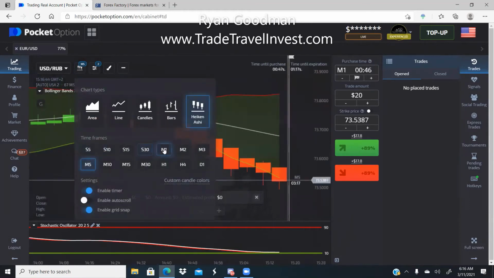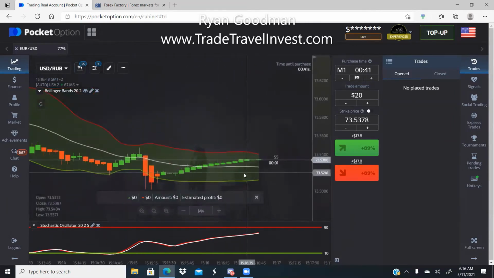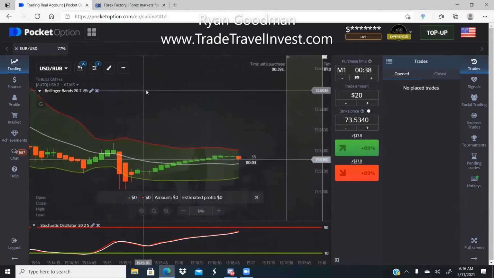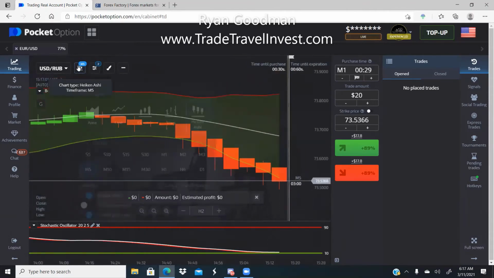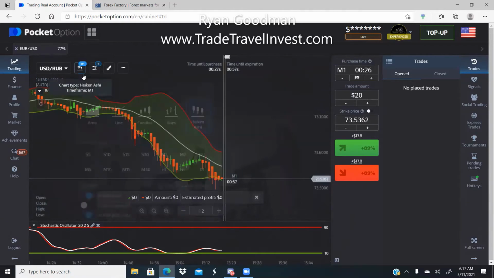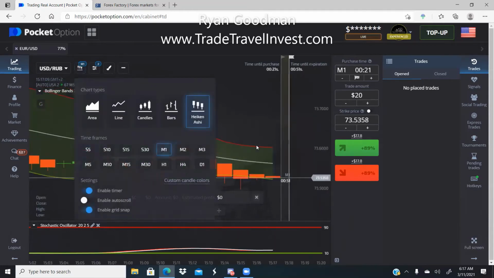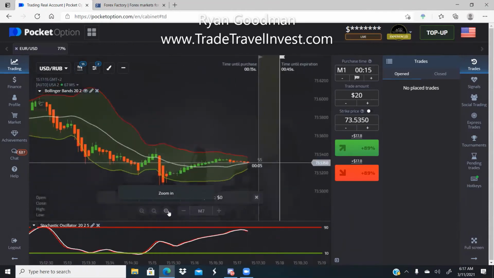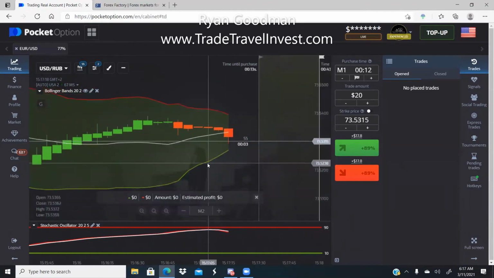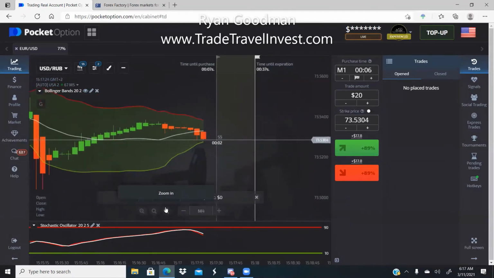Well, let's be patient and see here. 1 minute still looks like it has room to drop. I'm not going to take a put because we're above the middle band. So it actually might be a call coming up here because it looks like we're respecting that middle band and bouncing off the bottom band on the 1 minute chart. So I'm actually going to be looking for a call here on USD ruble, potentially, if it respects this middle band, which it looks like it's starting to.